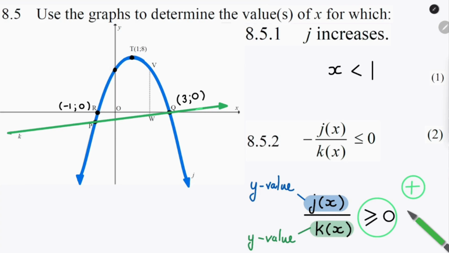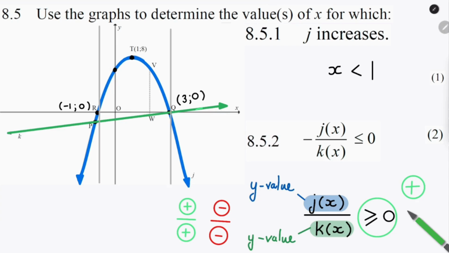Anything that's bigger than 0 is positive. And we can get that by saying a negative over a negative, or we can say a positive divided by a positive. Now your best strategy to do this is to draw vertical lines through all the x-intercepts you can find. It doesn't matter if it belongs to the green or the blue graph, but I'm going to draw vertical lines through my x-intercepts, r and q.